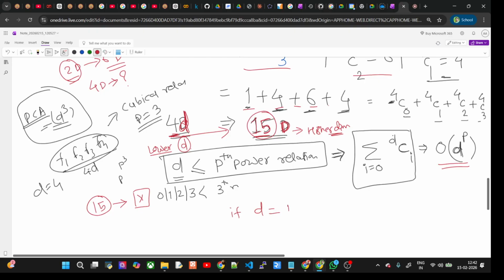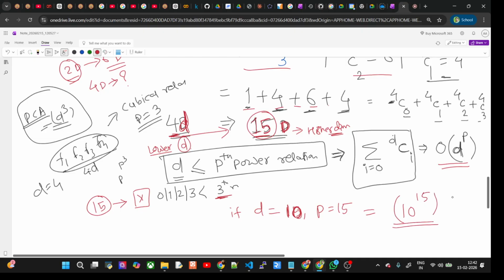So for that reason, if your d is equal to 10, and you are interested in p equal to 15, like the 15th relationship, earlier this was a cubical relationship with 3. What will be the time complexity? The time complexity is 10 raised to 15.